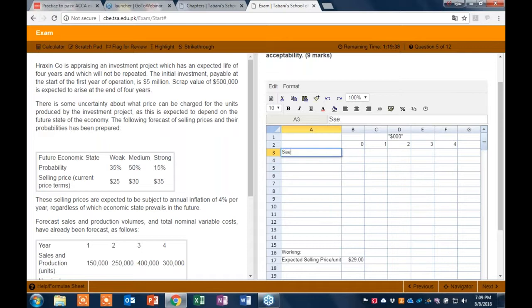So let's start from the sales. Sales volume for the first year is expected to be 150,000 into the price and into the inflation rate, which is 4%. So 1.04. So 4524. Let's change the format.